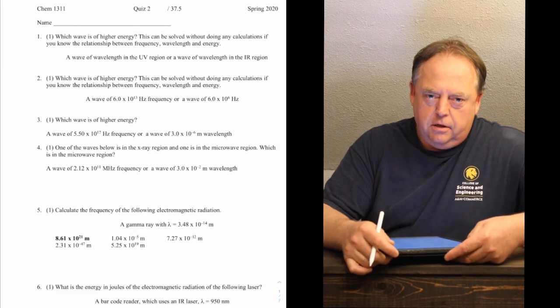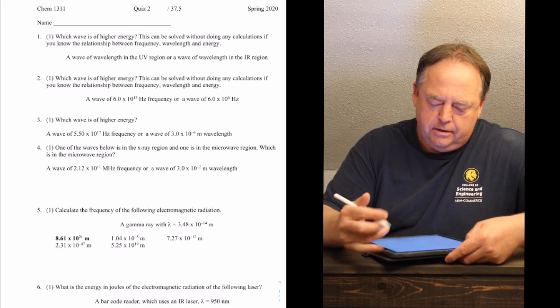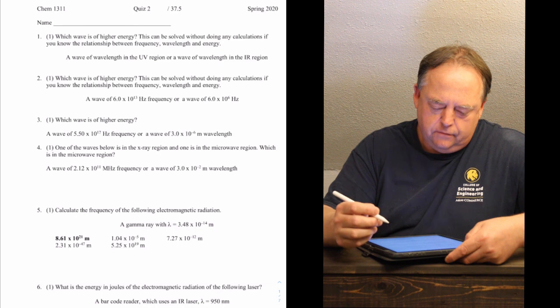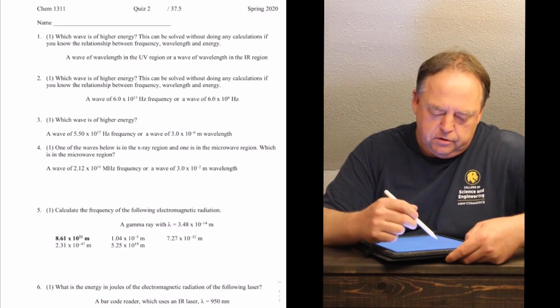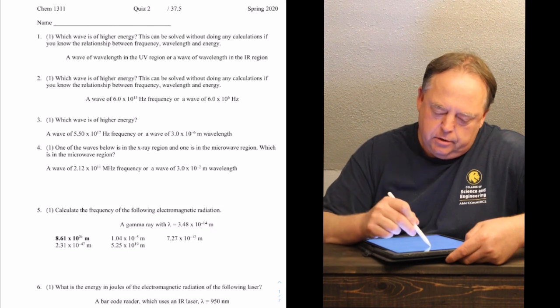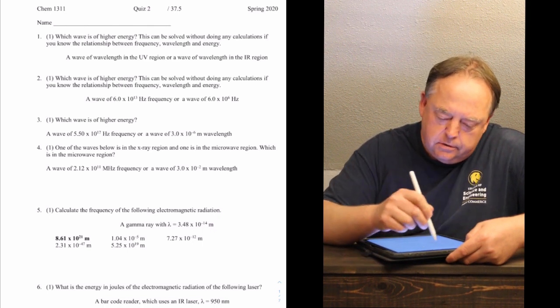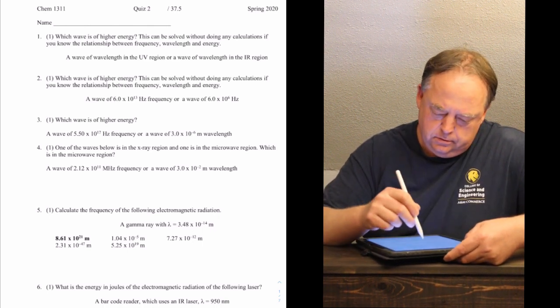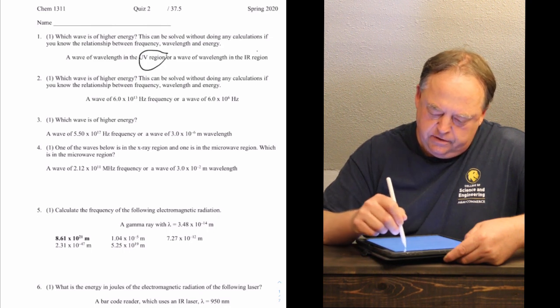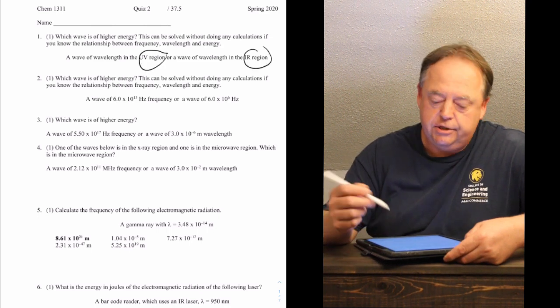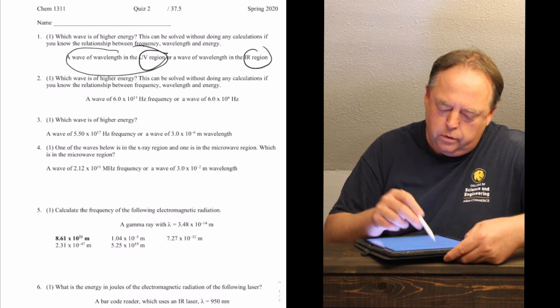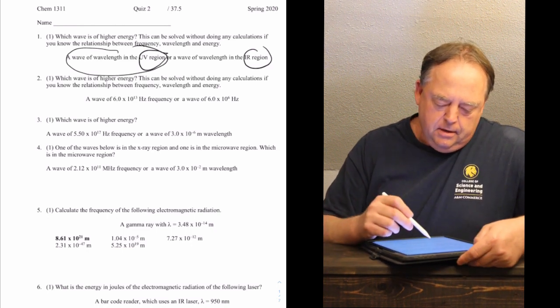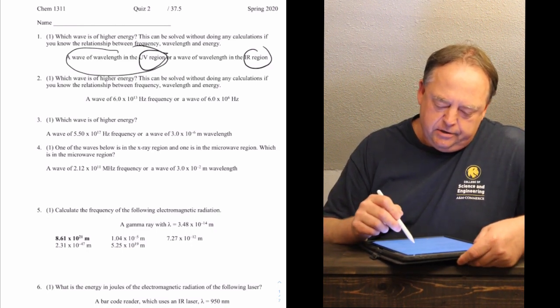Okay, so let me go through quiz 2 with you so that you have the key and you can see how we solve the problems. So the first one, which wavelength is of higher energy? You just have to know, in this case, UV versus IR, which one is of higher energy, and that's the UV region, so a wave in the UV region.